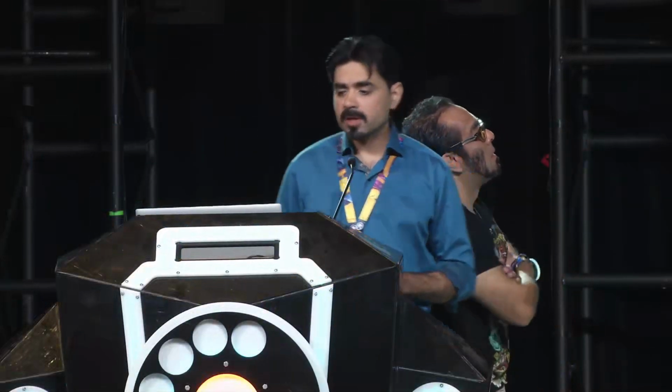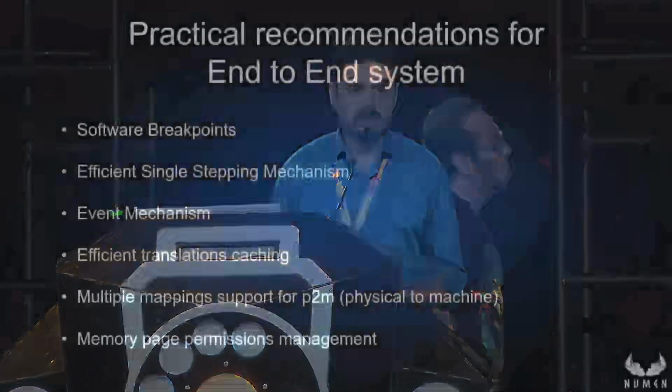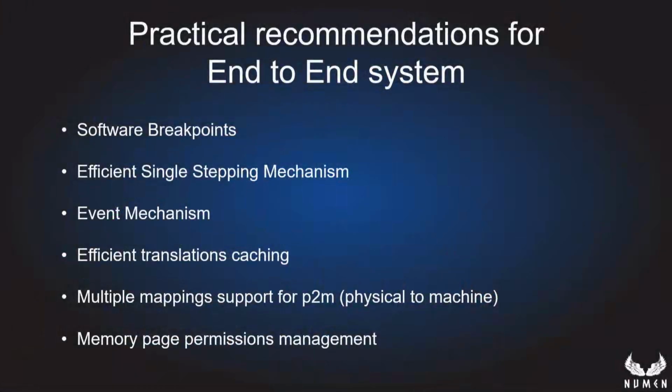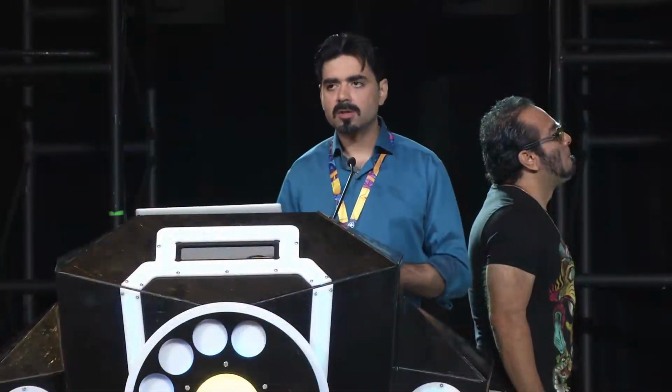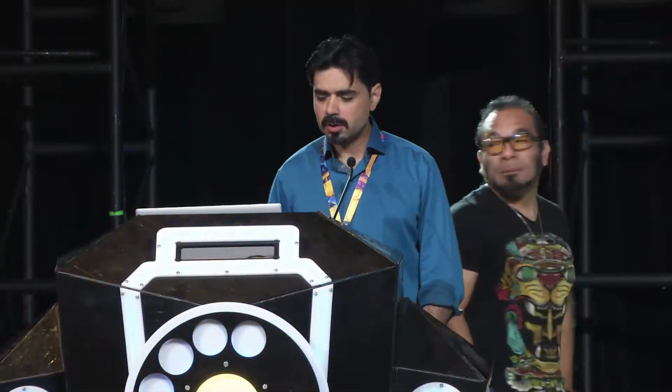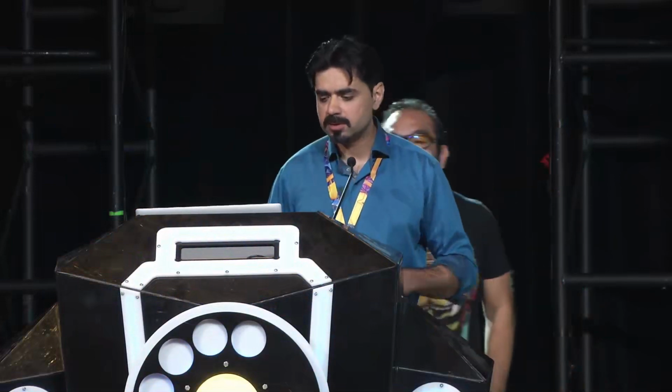I want to quickly share some recommendations for an end-to-end system. Let's say you're working with some other hypervisor. In our case, Xen is just the start, and we are already working with another hypervisor, a custom one. So you really need a good way of putting breakpoints, an efficient single-stepping mechanism, and an event mechanism. We didn't talk much about the event mechanism because Xen provides a really good one, but if you're working with another hypervisor, make sure you have a good event mechanism. Anything that you translate using page tables or the page walk, make sure you cache in efficient hash tables.